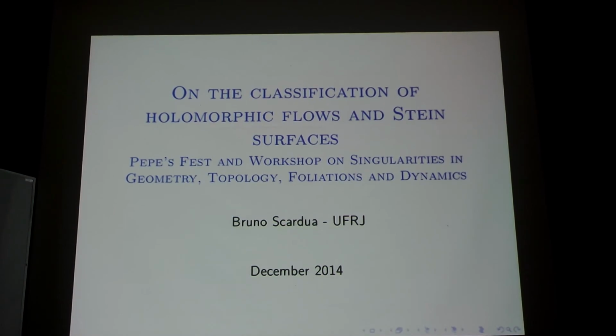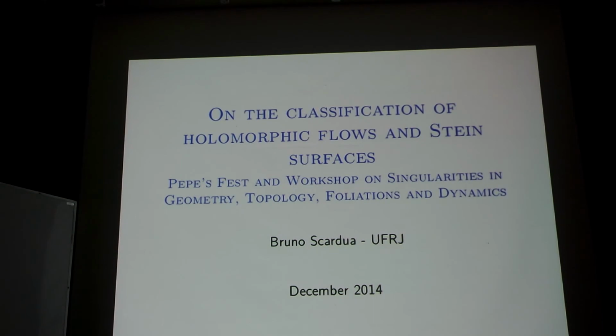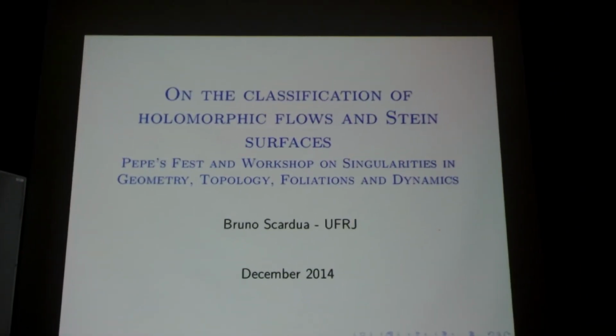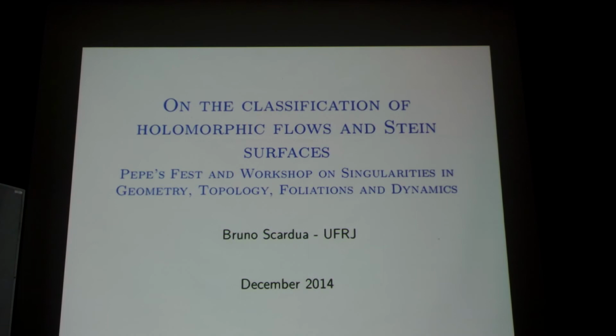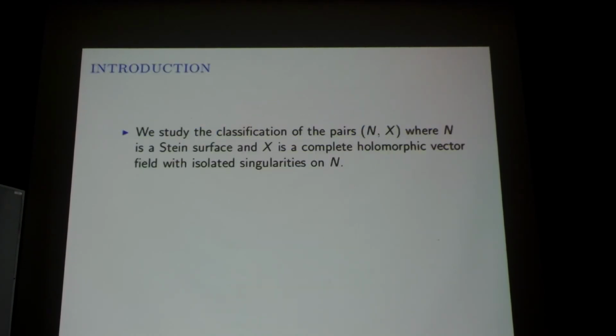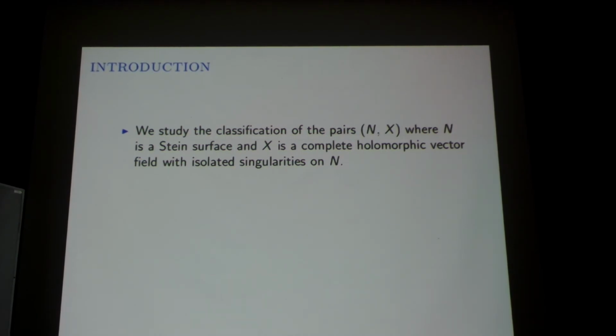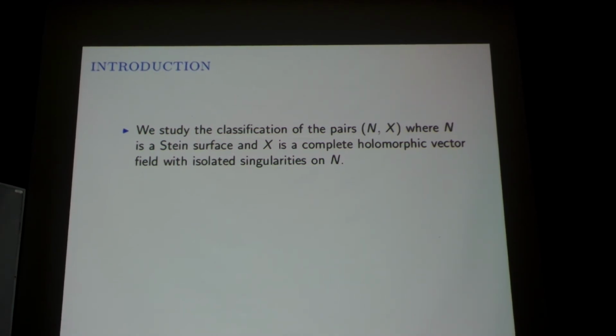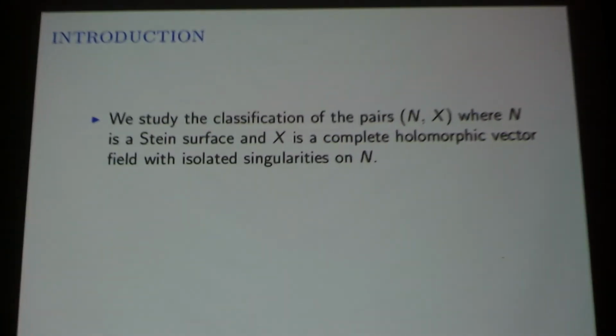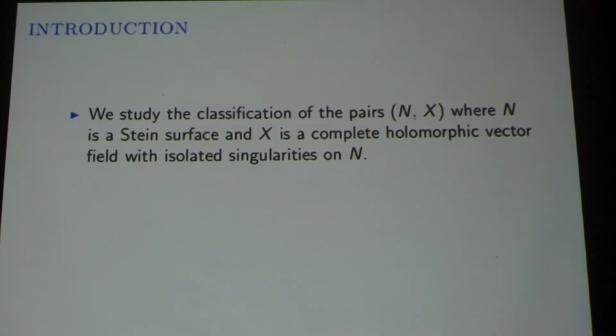Okay. So, the subject is the classification of flows on Stein surfaces, holomorphic flows. Actually, what I had in my mind when I started this is the Markus-Yamabe conjecture for real flows. You have a real vector field in R2, an infinite one.